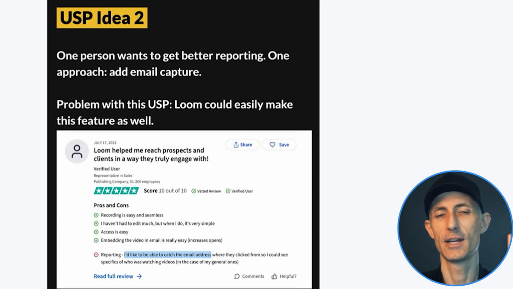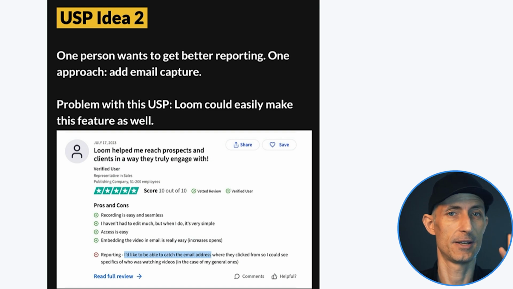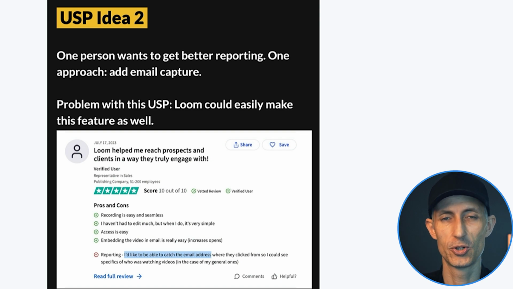And this is interesting. This could be a USP, but there is a problem that Loom could also implement this themselves very fast. So if we hinge the whole product development on this lead capture feature, Loom could just make it and bam, we don't have a USP anymore.